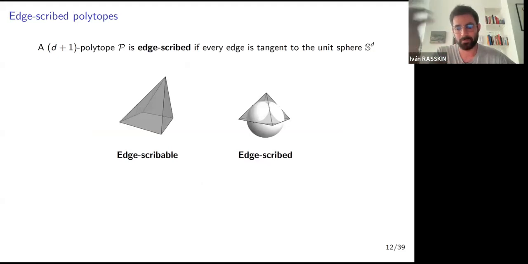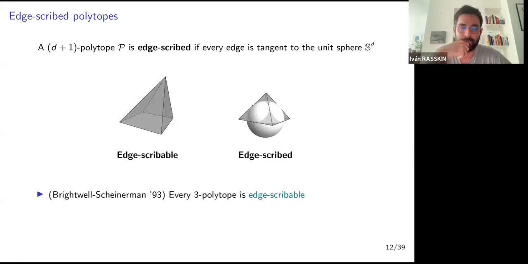So how are we going to use these polytopes to construct sphere packings? A polytope in dimension d plus 1 is inscribed if every edge is tangent to the unit sphere in dimension d. So these 3 polytopes here are inscribed because every edge touches the unit sphere. A polytope that admits an inscribed realization is called inscribable, so that we can deform it to get an inscribed realization.